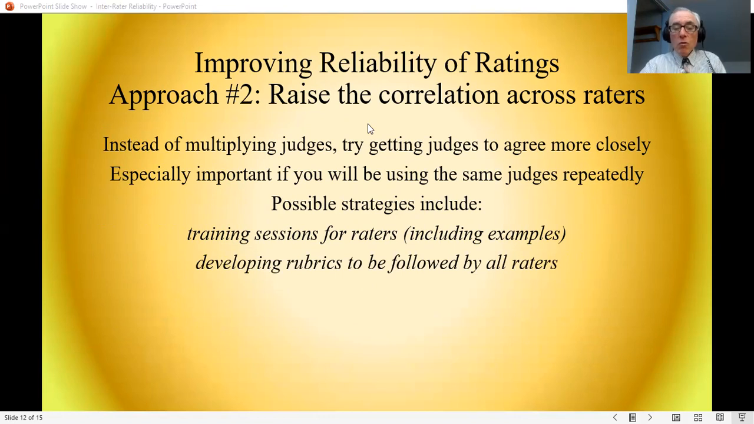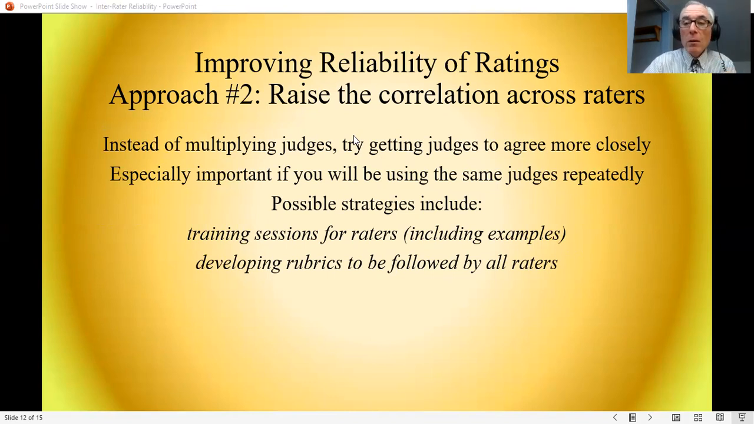A second approach is to develop basic algorithms, which in education speak are often called rubrics, that they're going to follow. So there are definable aspects of the product that are rewarded up to a certain number of points, and you're shown anchor points of here's how many points it should get if it meets this level, here's how many points it should get if it meets that level, and so forth.